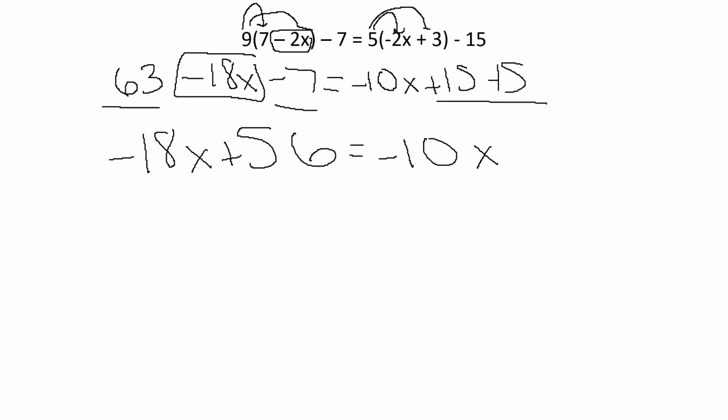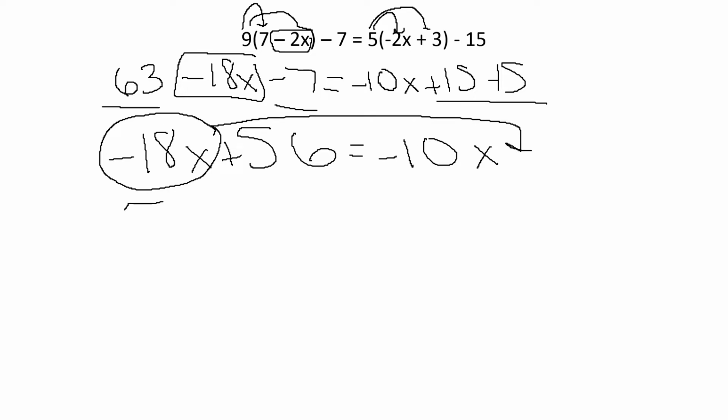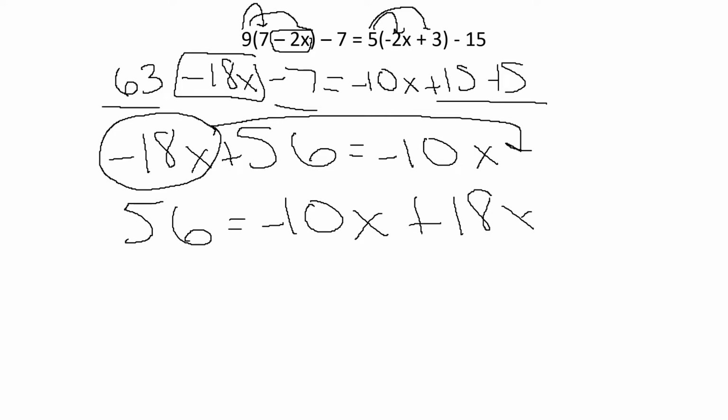Now I need to start moving things around. So I'm going to kind of work this backwards again. I'm going to move this negative 18 over here. Negative 18x, I'm sorry. This 56 is going to stay put. My negative 10x is going to stay put. Instead of a negative 18x, though, it becomes a plus 18x.